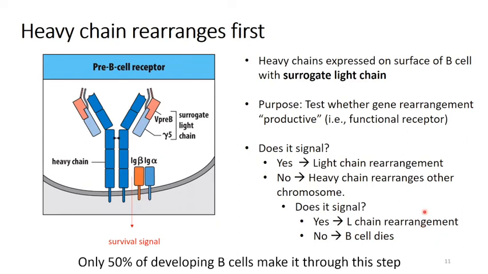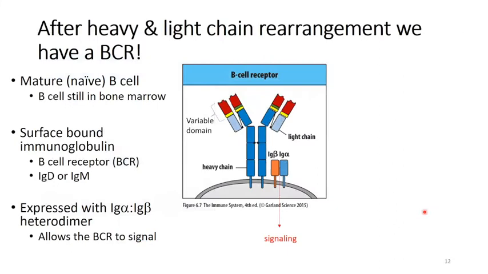Okay, so they rearrange the gene, they test it to make sure that the heavy chain is working properly, and if it is, it rearranges the light chain. And once you have a functional heavy chain and a functional light chain, basically you have a functional B cell receptor. So at this stage, the B cell is now a mature B cell, and it's ready to go out into the body. It leaves the bone marrow and it circulates around the body.